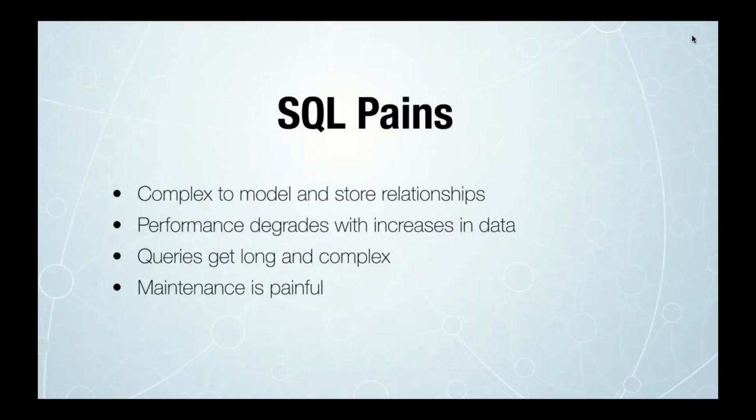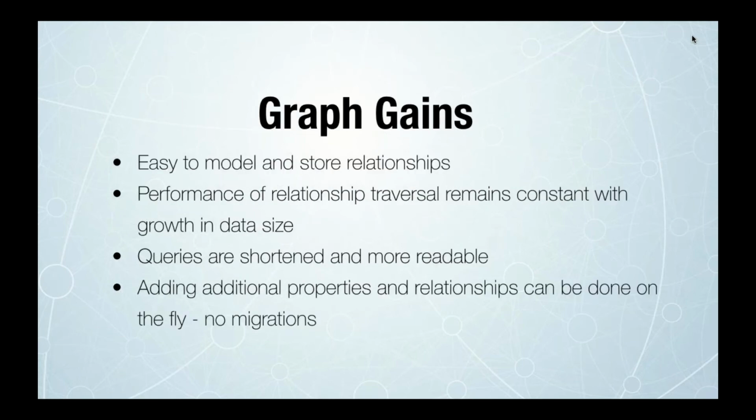And so it ends up being fairly complex in SQL to model and store these many relationships because you have an increasing number of index lookups. If you have your data properly normalized, your performance degrades as you increase the amount of data. Queries end up getting long and complex, and that makes maintenance pretty painful.